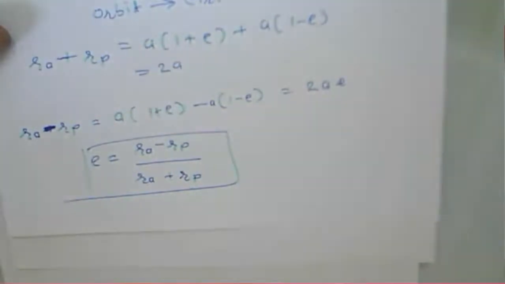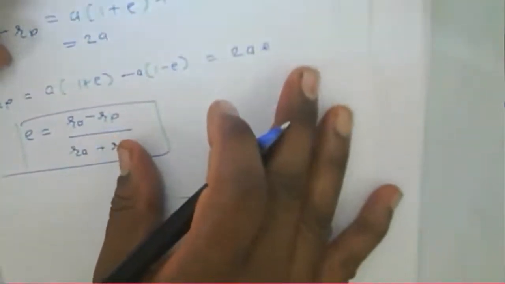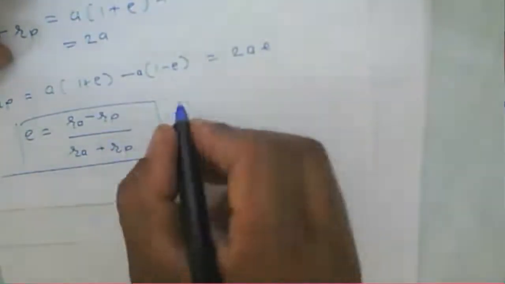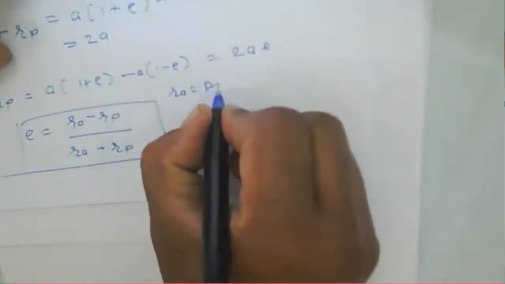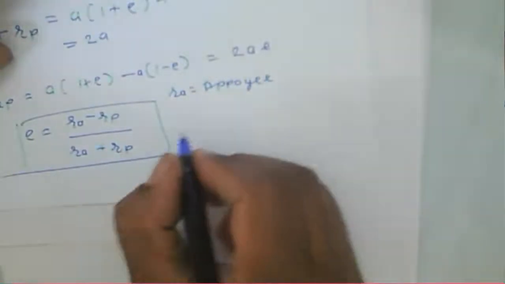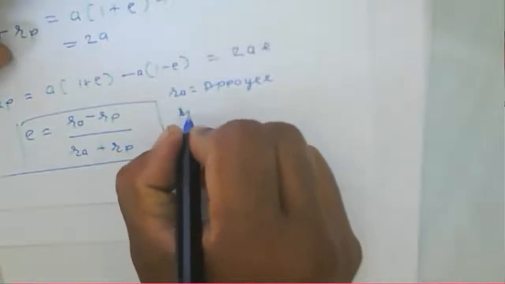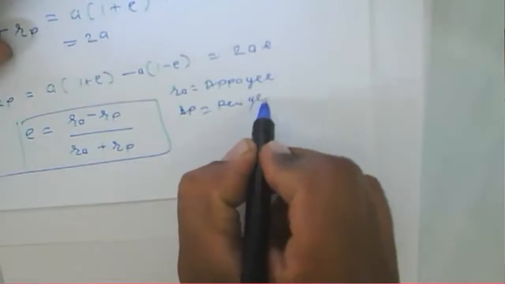So E is equal to RA minus RP over RA plus RP, and that is nothing but the eccentricity. RA is the apogee and RP is the perigee.